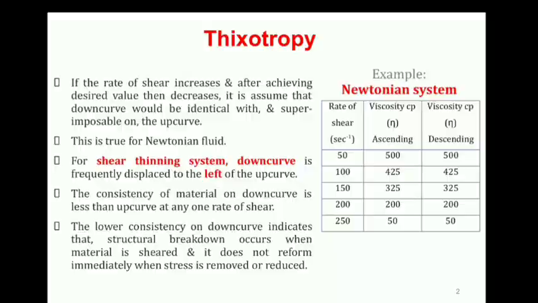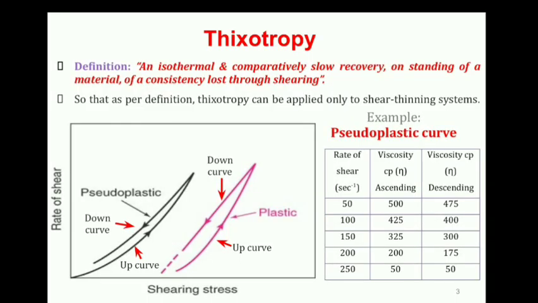Now let us discuss the mechanism. First, the definition: an isothermal and comparatively slow recovery on standing of a material of a consistency lost through shearing. This is the exact definition, but you can remember it another way. You have a material, and its consistency is lost by shearing, and isothermal means at constant temperature.